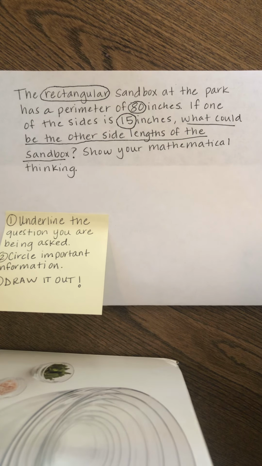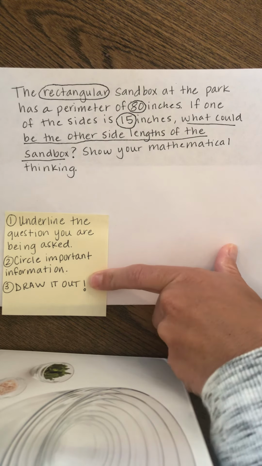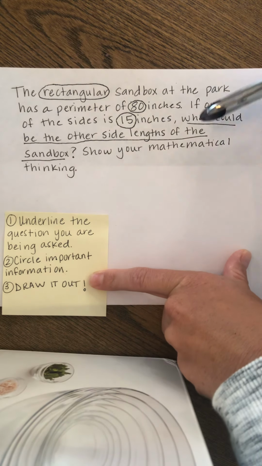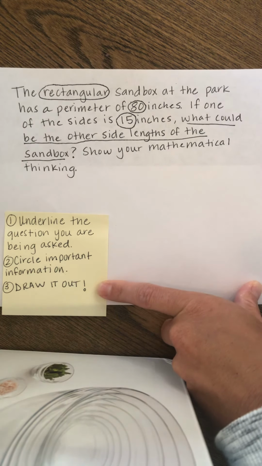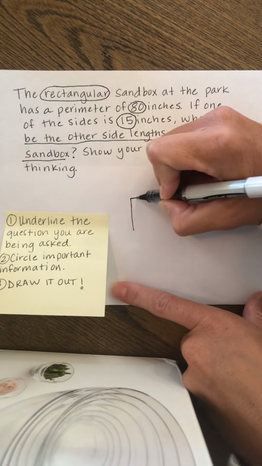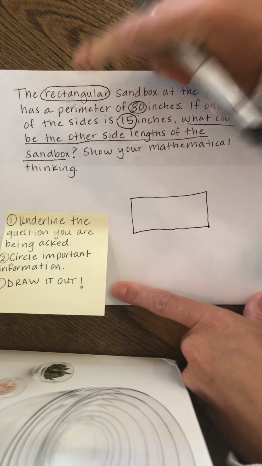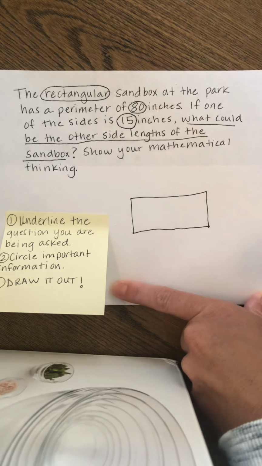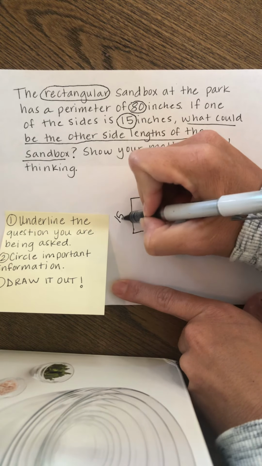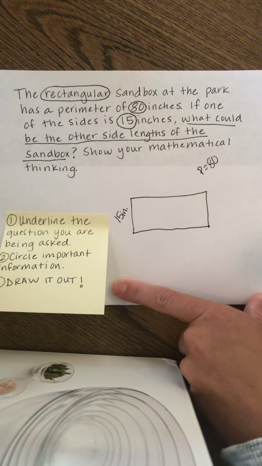So now I've underlined the question and circled my important information. The next thing I have is draw it out. So I think this is really important when trying to find missing side lengths because it helps you really see what's happening. So I'm going to go ahead and draw the information that I know, and I know that it is a rectangle because it tells us. I'm also going to label the information that I know. Well, I know that one of the sides is 15 inches. I also know that the perimeter is 80, so I'm just going to put that right up there.